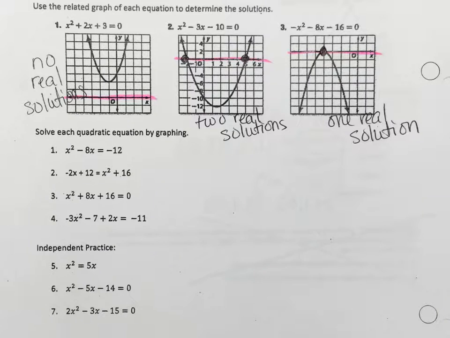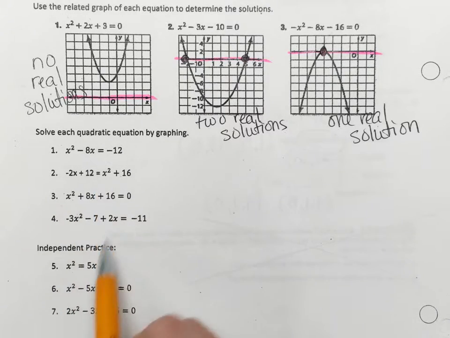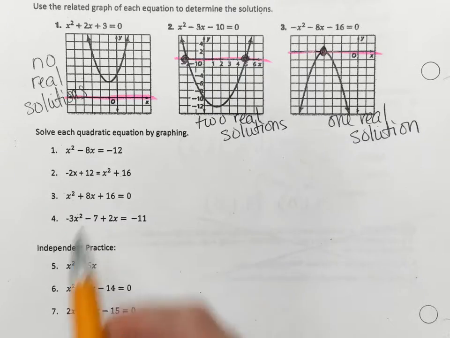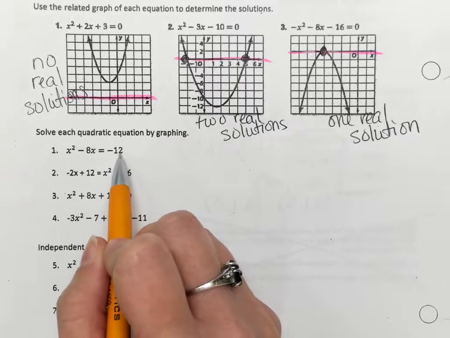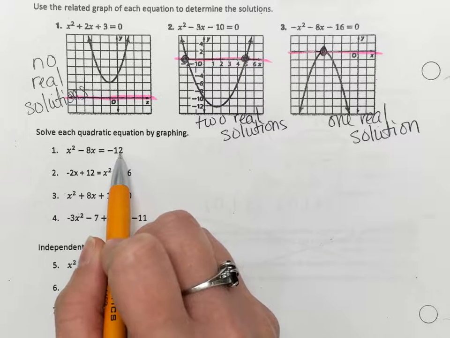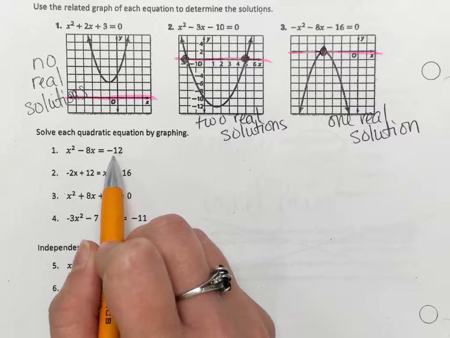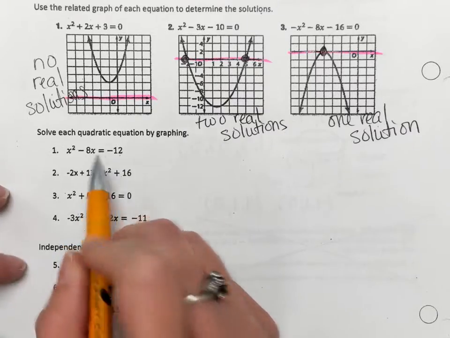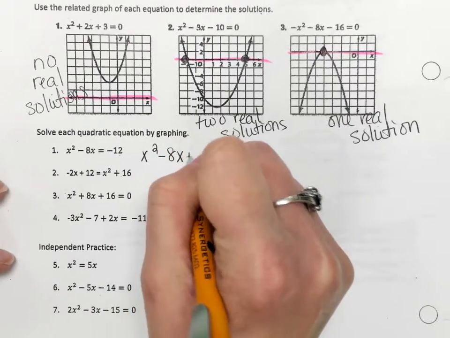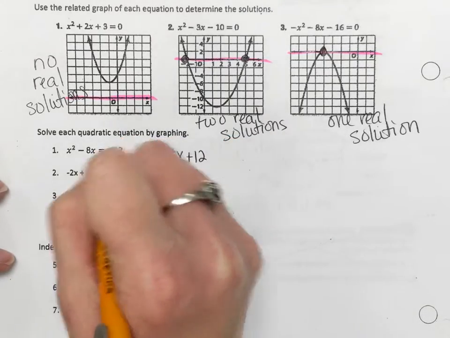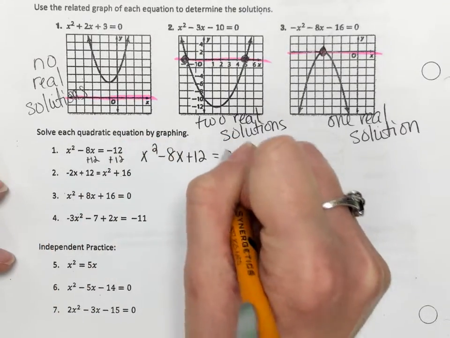Same exact thing, but the only difference is that these aren't graphed for you, okay? So guys, in order for these to be graphed, they have to be equal to what number first? They have to equal 0. So I've got to move this 12. How do I move that 12 over? You add 12. So it'd be x squared minus 8x plus 12. And now it'll be equal to 0.